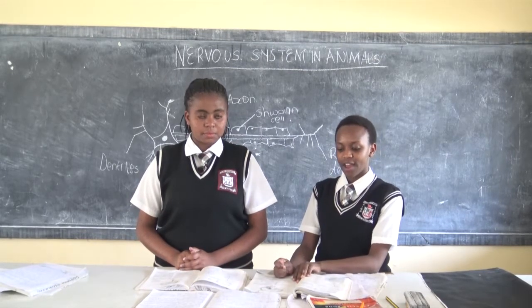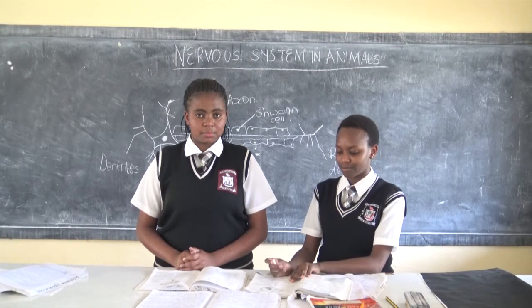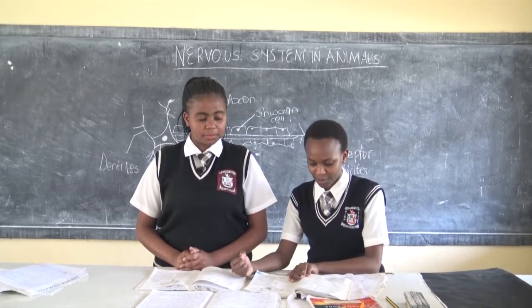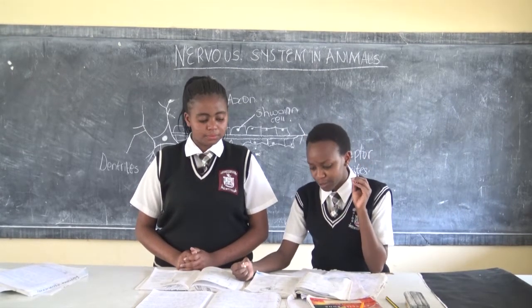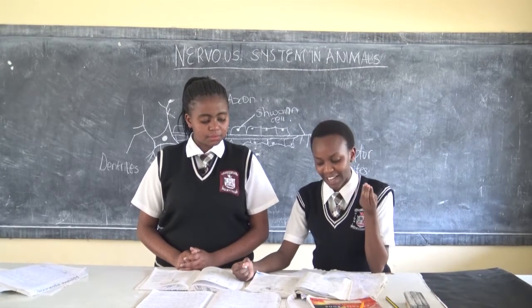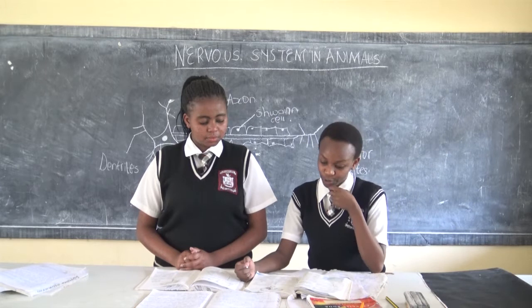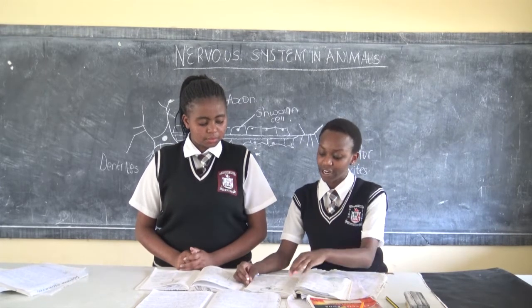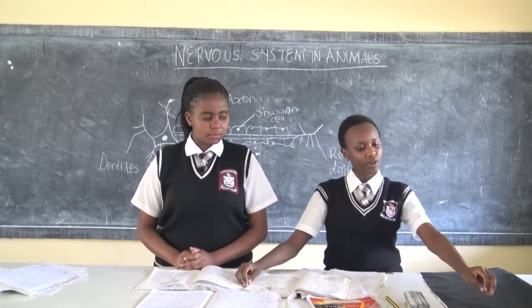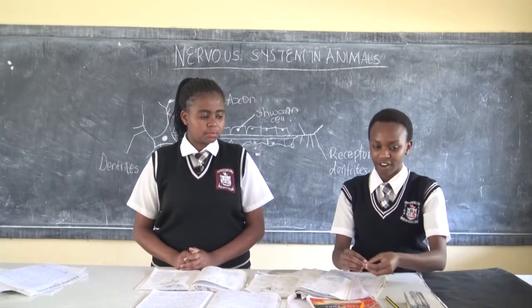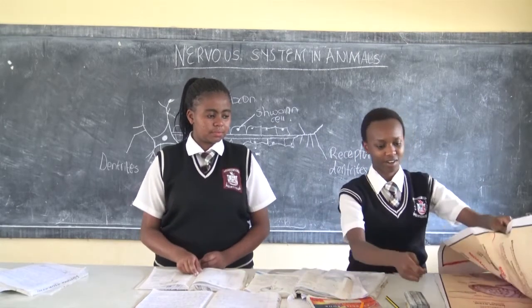We have the cerebrum. This is the largest part of the brain. It controls voluntary movements, and controls planning, reasoning, and memory. It also controls some involuntary activities. We are going to show you with a diagram some of the parts of the brain.